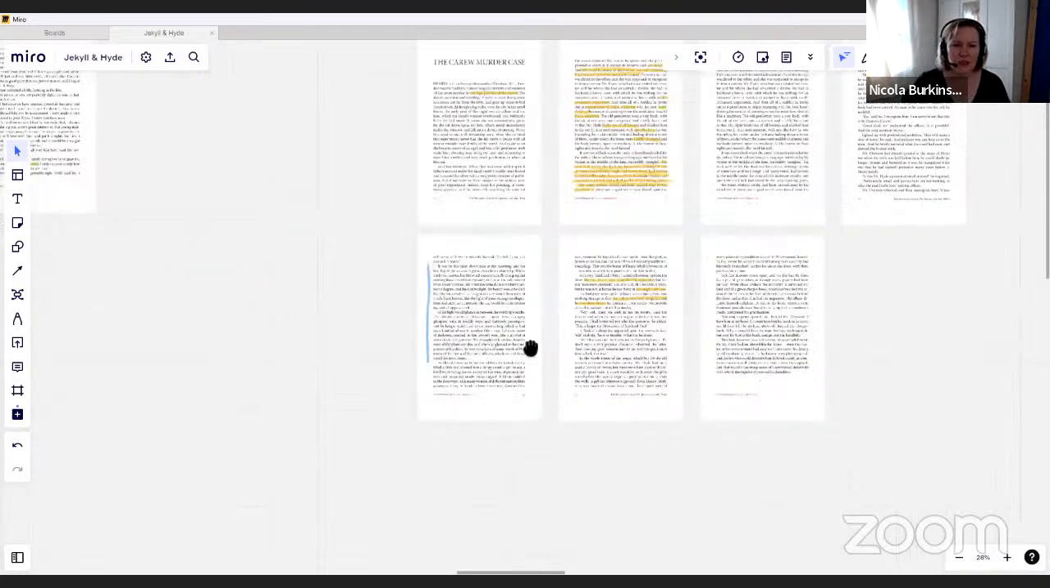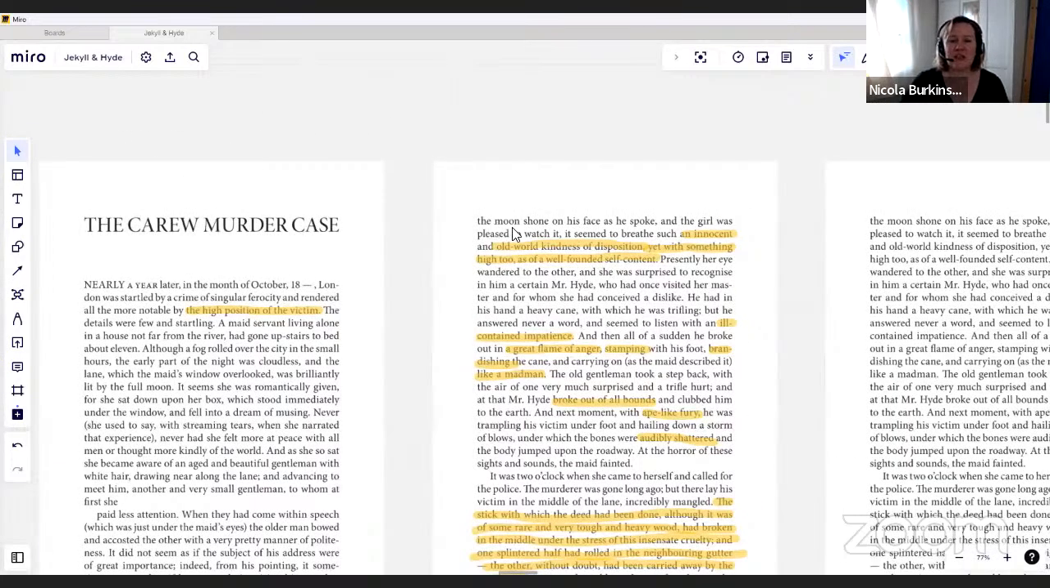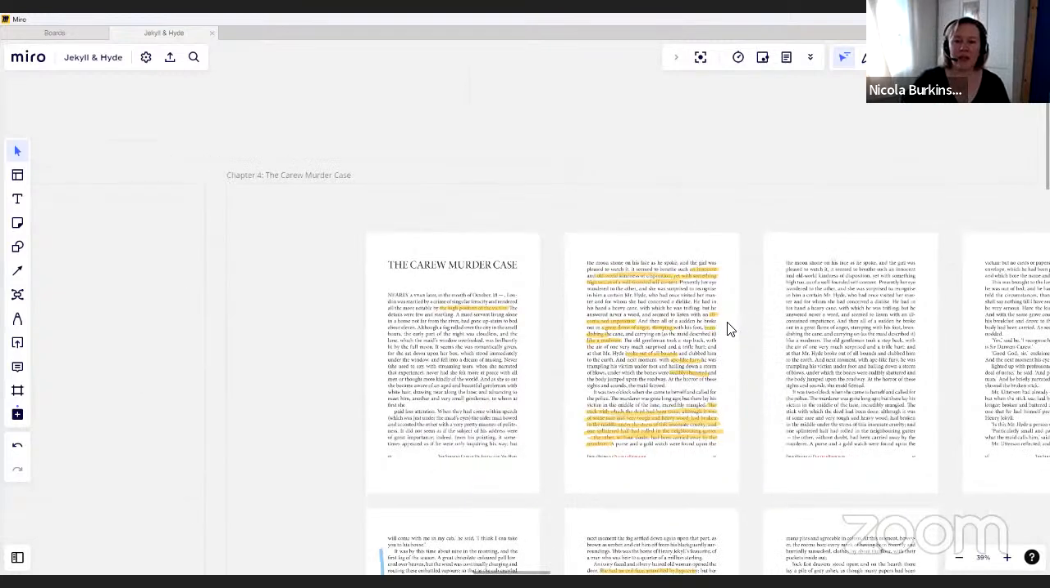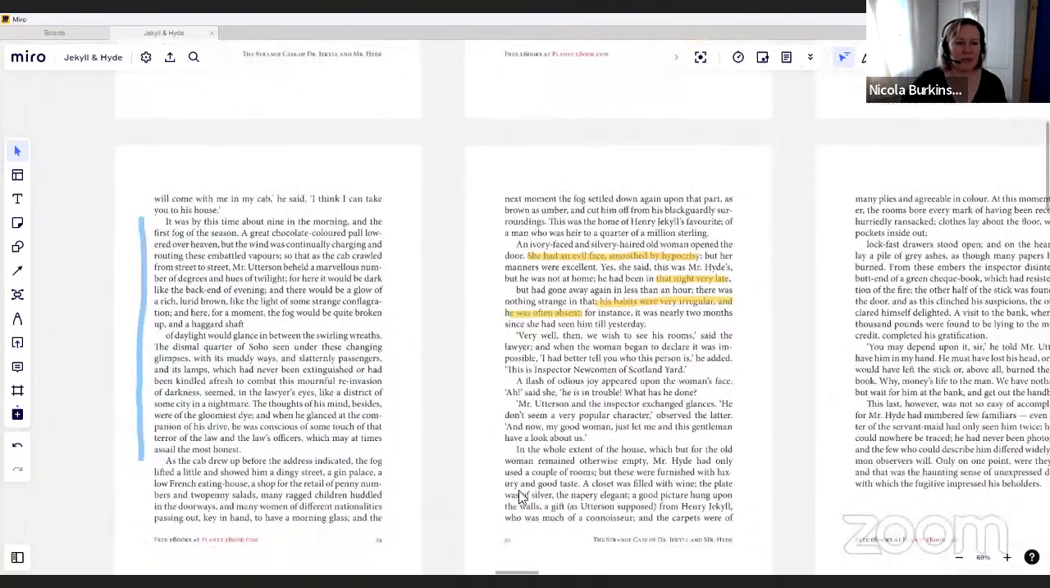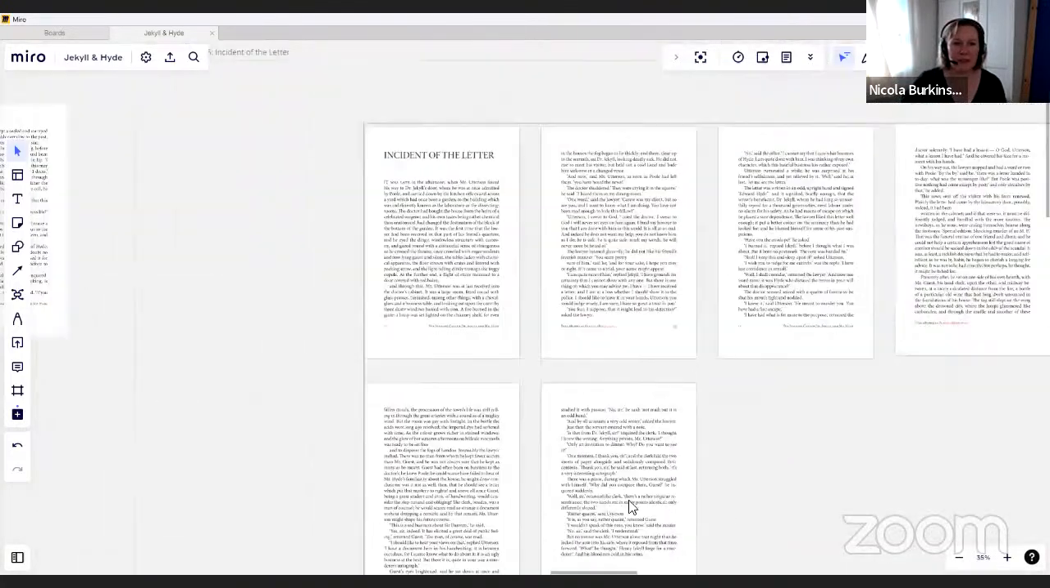I think he's a politician, isn't he? And he is, and he's presented as this lovely, innocent, old world kindness of disposition, yet something high too, as of well-founded self-content. So this is the guy who is murdered. And when his body is recovered, they find a letter to Utterson, and they decide to go and see him and see what he knows about it.